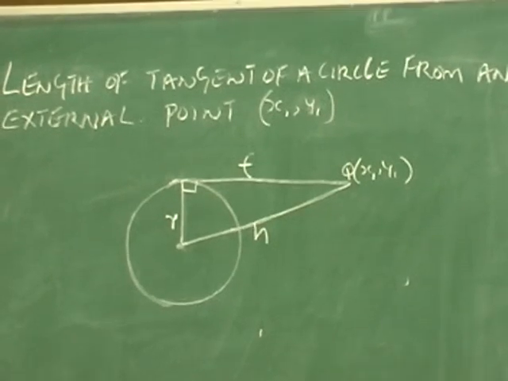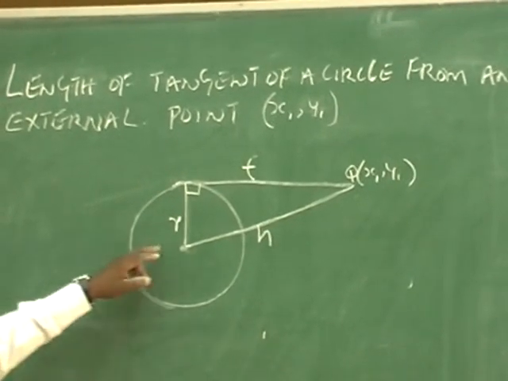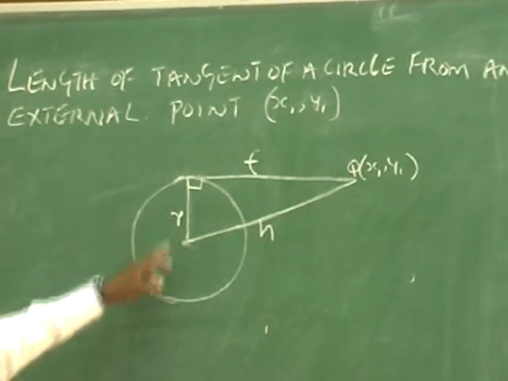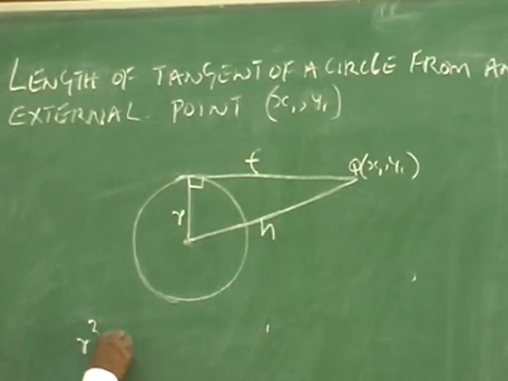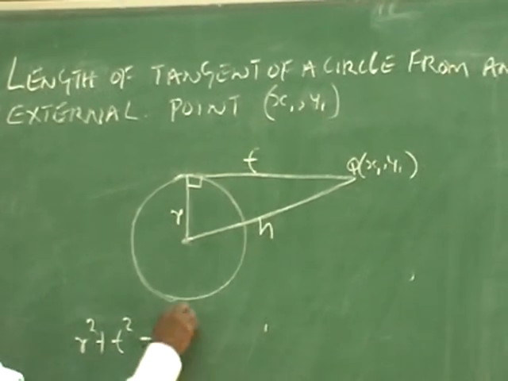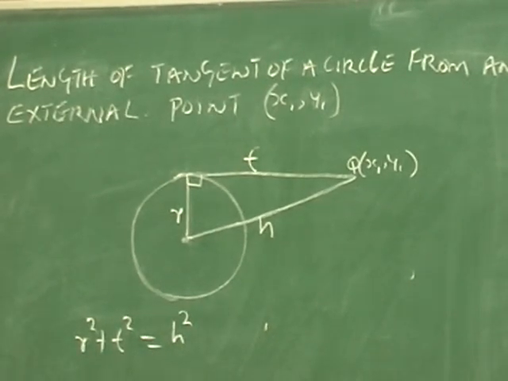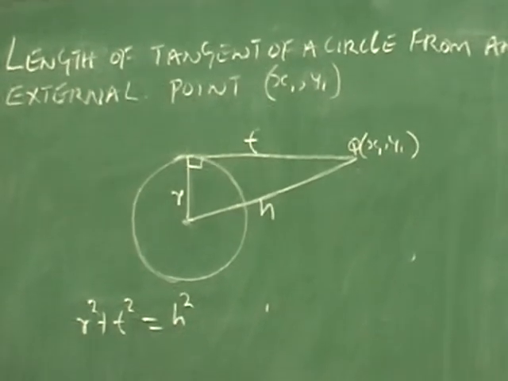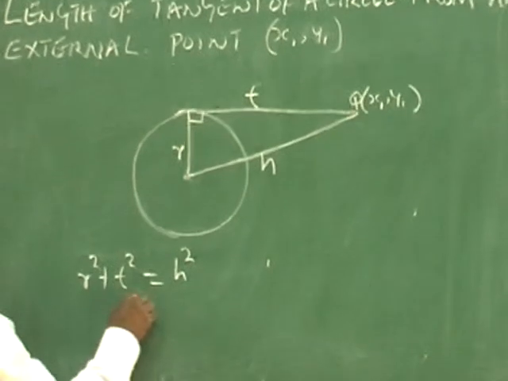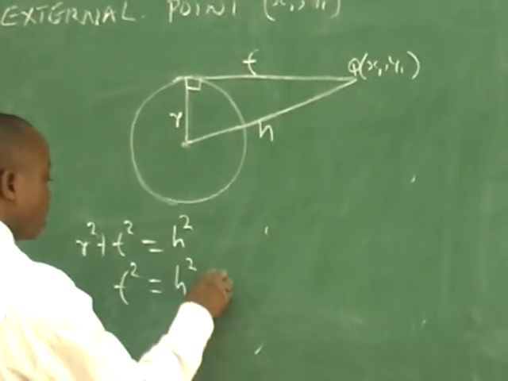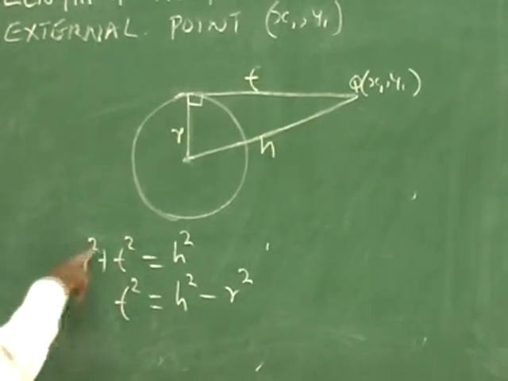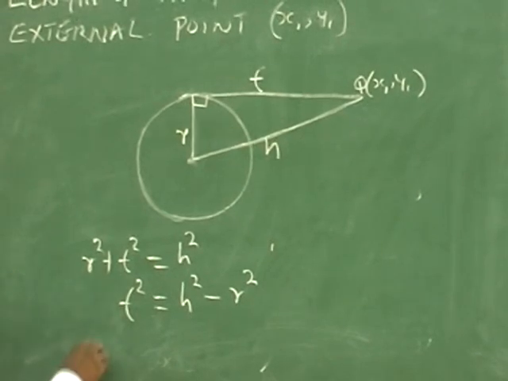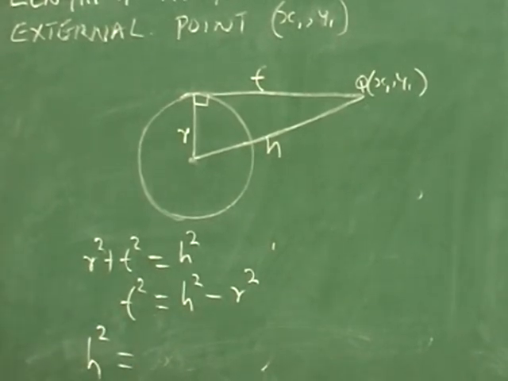Now, we also know that by Pythagoras theorem, R squared plus T squared will be equal to H squared. Yes. By Pythagoras theorem, we will get this. And for us to get T squared, it will be equal to H squared minus R squared, when we transfer this to this side. But only H squared will be the same.